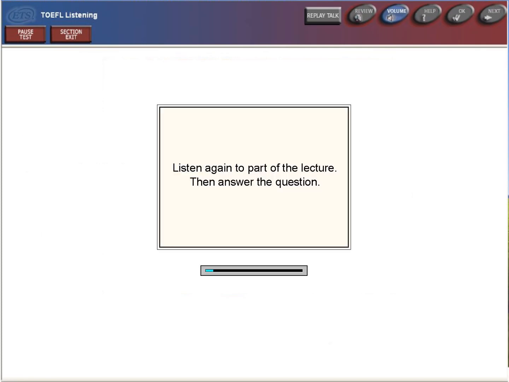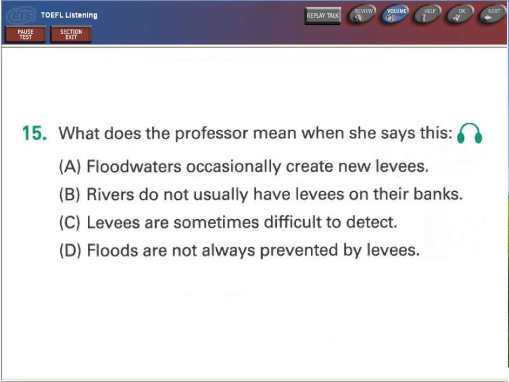Listen again to part of the lecture. Then answer the question. Do the levees ever get high enough to actually prevent flooding? They can, in fact. Sometimes years can pass without a flood happening. But if there's an unusually large amount of snow or rain one year, well, it's almost as if the levee doesn't exist. The water just goes right over it. 15. What does the professor mean when she says this? Well, it's almost as if the levee doesn't exist.